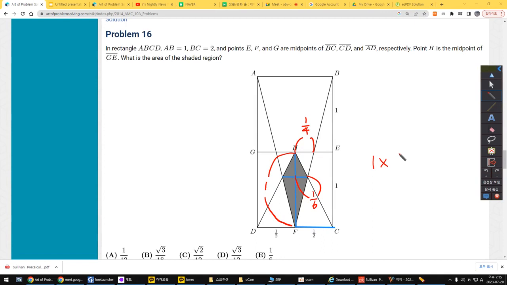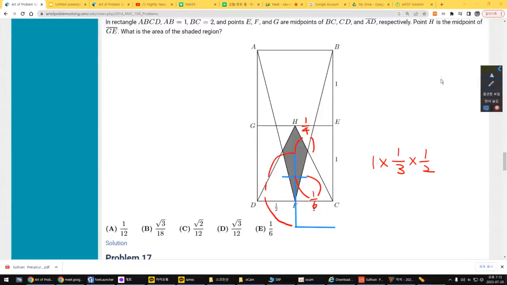And then after you multiply these two diagonals, it's divided by 2. So what's the area of the shaded region? Can you multiply these three? Yeah, 1/6. So the answer is E.